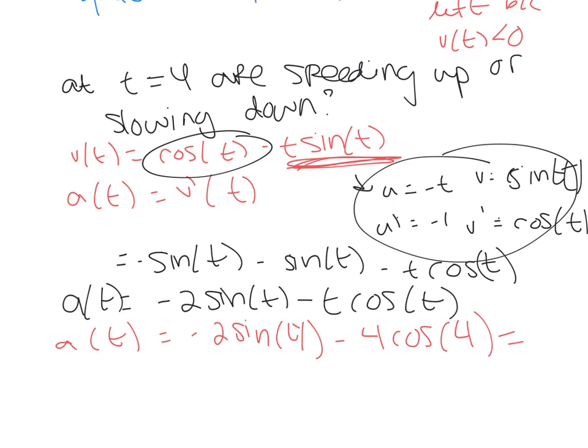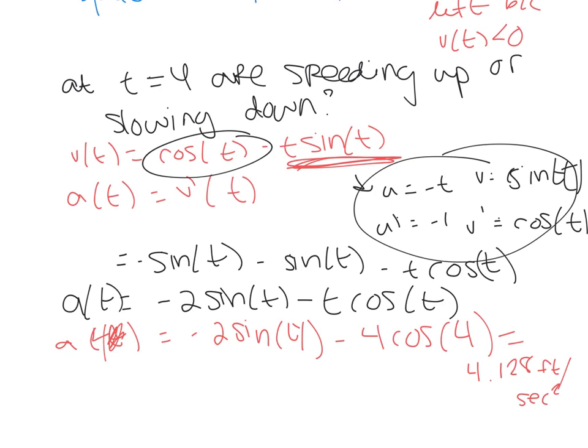And that is going to equal 4.128 feet per second squared, not meters. Okay, so that's my acceleration at 4. So this is really a of 4, not a of t. Okay, and then I need to compare that answer to what my velocity would be at 4.